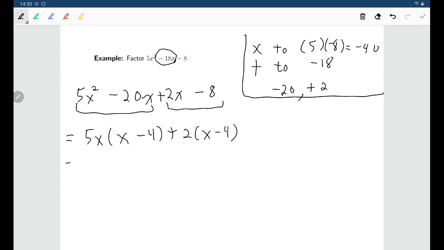So now I can see that I've got really 2 big terms, 5x times x minus 4 and positive 2 times x minus 4. So x minus 4 could be taken out of both terms, leaving 5x from the first term and 2 from the second. So we have now 5x plus 2 times x minus 4.